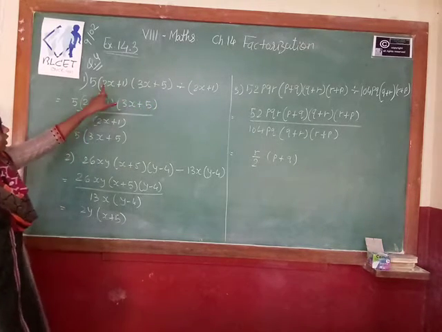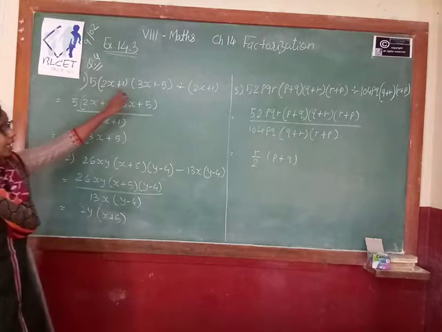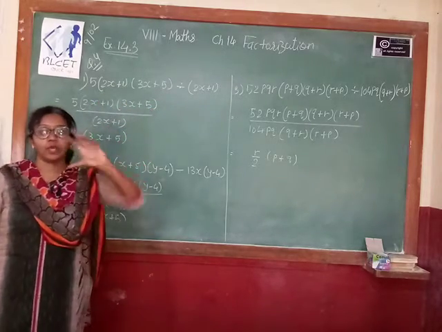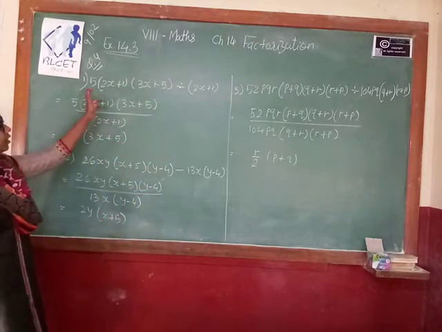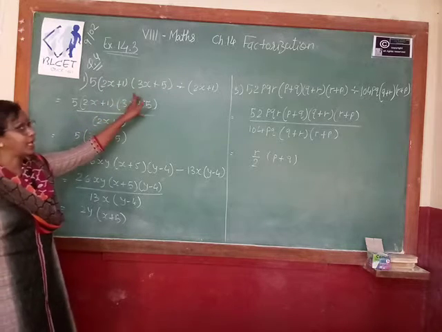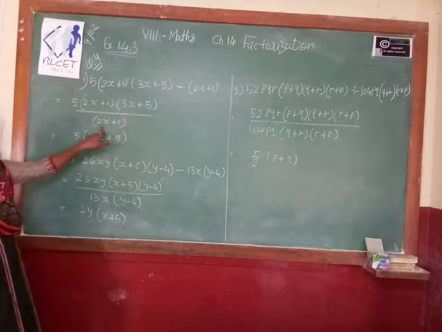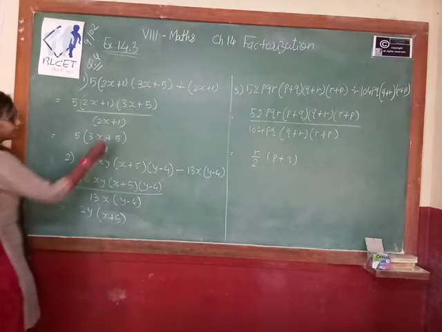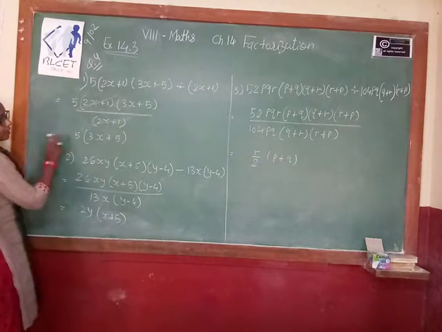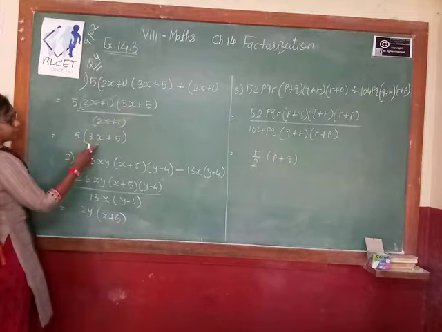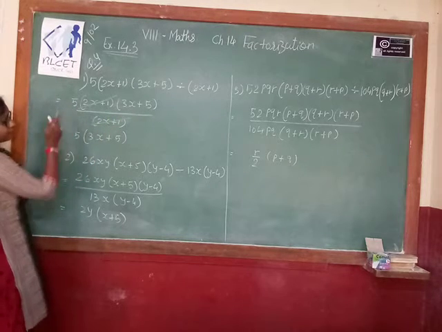We know that in the numerator you have 2x + 1 and in the denominator you have 2x + 1. Means 2x + 1 is a factor of your numerator, so directly you can do the division. 5(2x + 1)(3x + 5) divided by (2x + 1). So this will get cancelled. What is left? 5(3x + 5). So this is the answer of the first question.